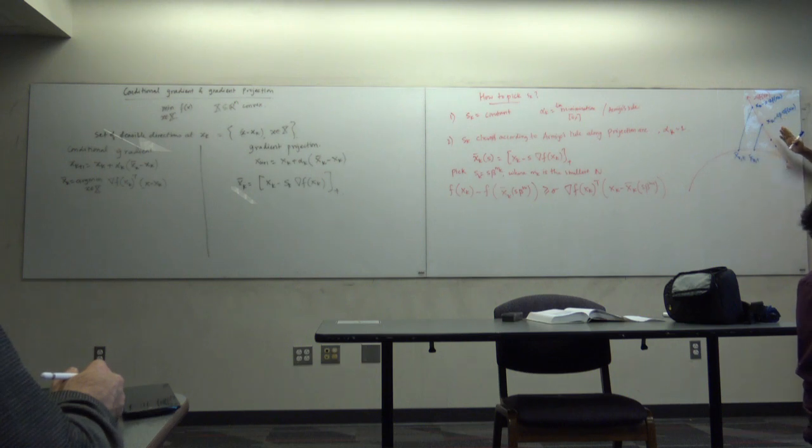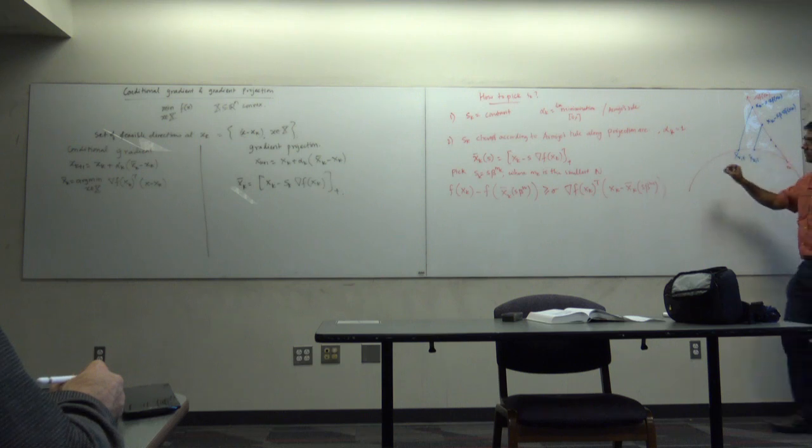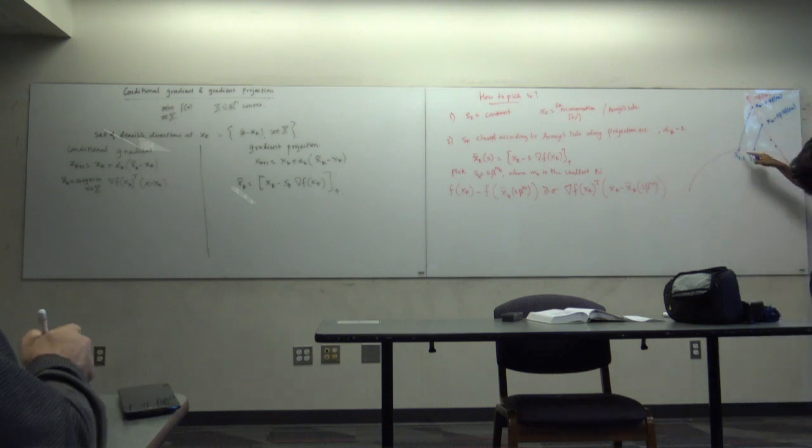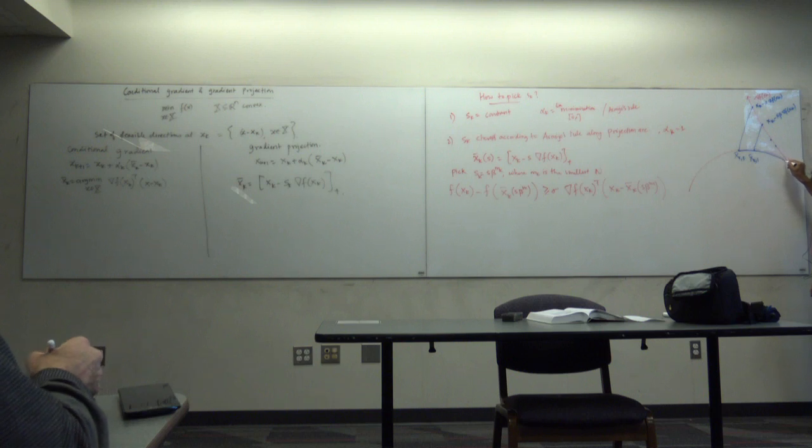So you pick a very far away value in the beginning, and then if that doesn't work, then you go back a little bit. If that doesn't work, then you go back a little bit more, and so on. So you're essentially traversing along this projection arc, and that's why this is known as Armijo's rule along projection arc. So this is the arc. This whole thing is the arc.